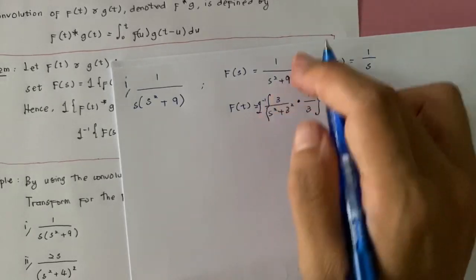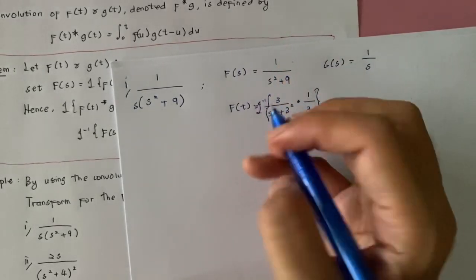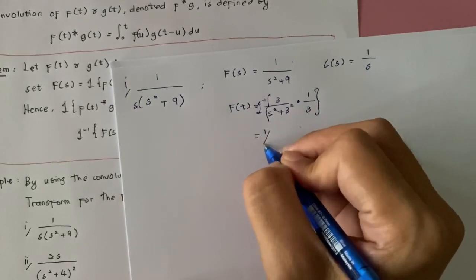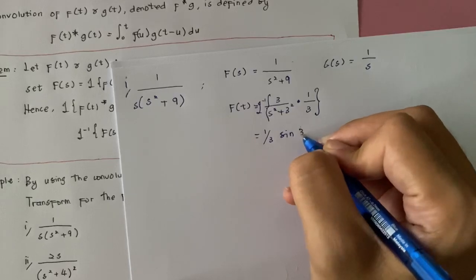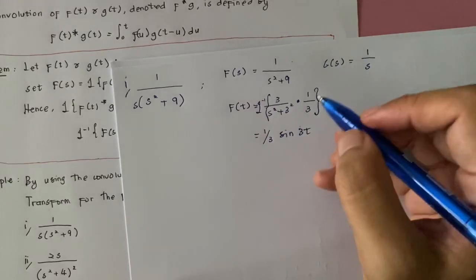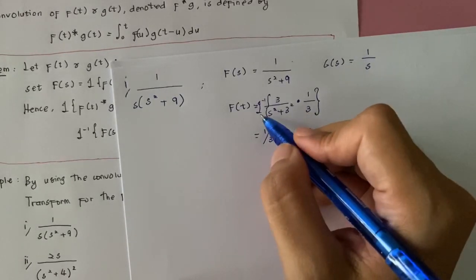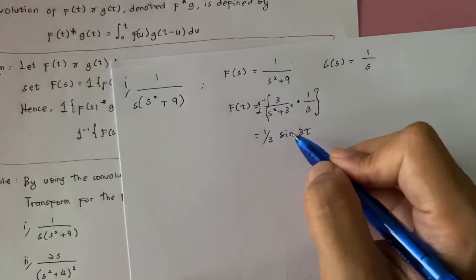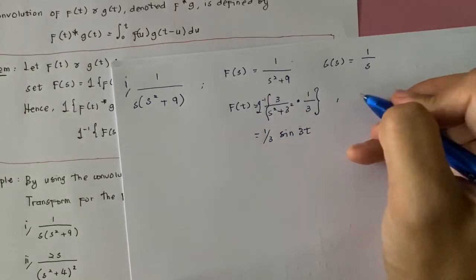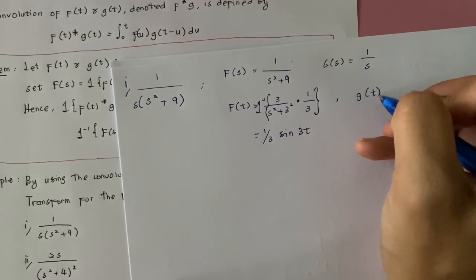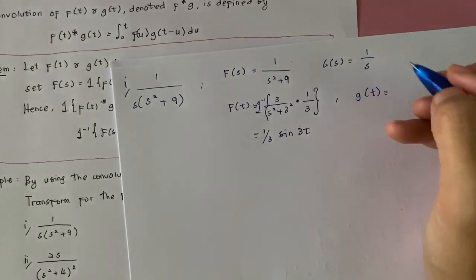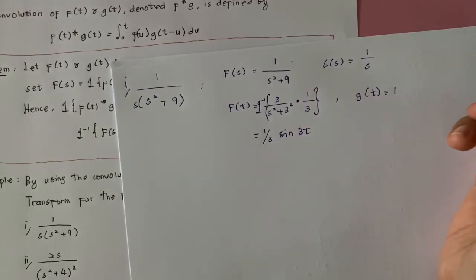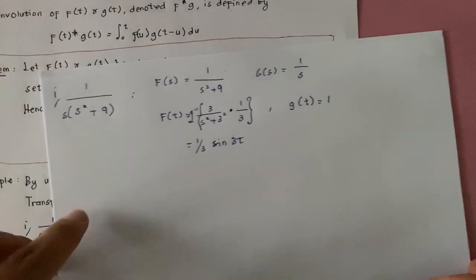Okay, so we have 1 over s squared plus 9. So the inverse Laplace of this is 1 over 3, the constant, times sine 3t. Then the g(t): what is the g(t) for 1 over s? So g(t) for 1 over s is 1, the constant. Okay, so now you have f(t) and g(t).